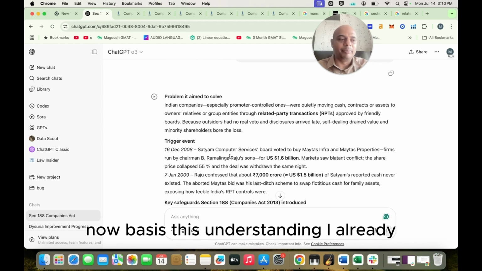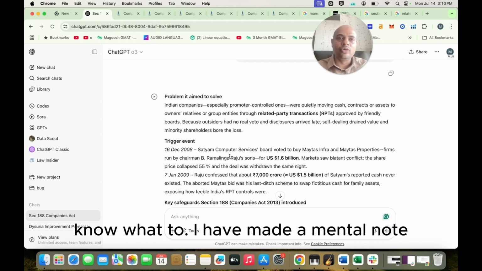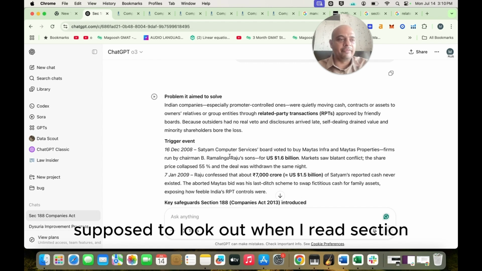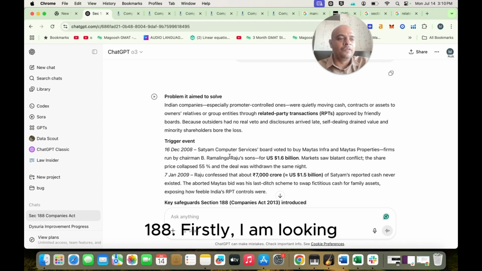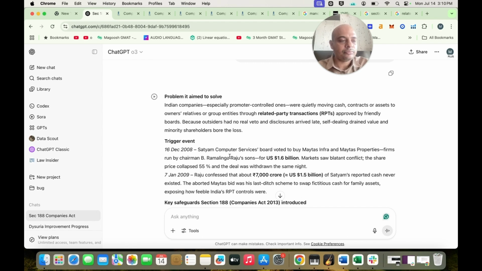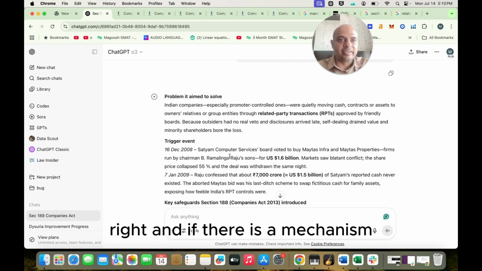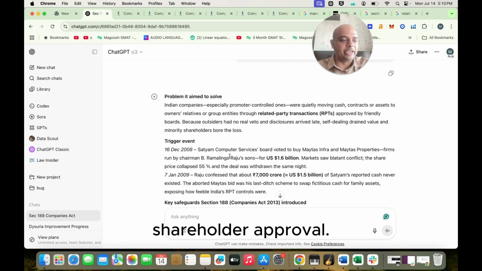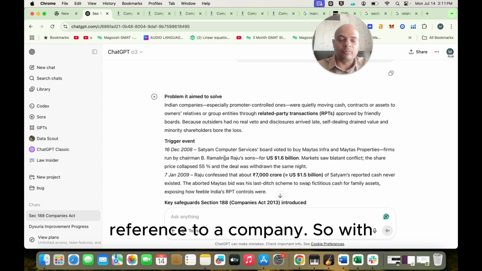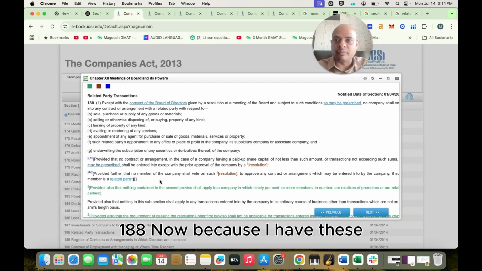Now, basis this understanding, I have made a mental note on my notepad of what I'm supposed to look out for when I read section 188. Firstly, I'm looking to see if the law identifies what a related party transaction is. Then, if there is a mechanism for shareholder approval, and finally, who is a related party in reference to a company? So with these questions, I'm going to look at 188.